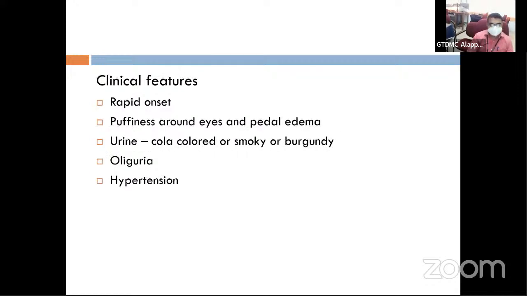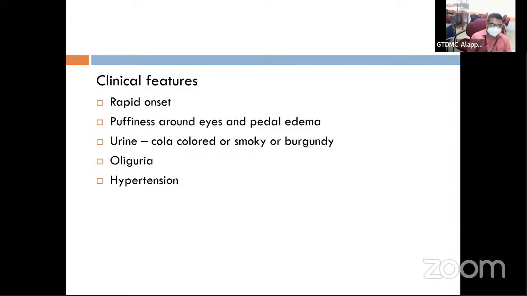Then about the clinical features, the presentation of post-streptococcal glomerulonephritis. It has a rapid, sudden onset of symptoms. The onset can be as hematuria, or sometimes with edema, or secondary to hypertension, with headache and drowsiness as the presentation. Anyway, the presentation will be rapid in onset, and the edema is characteristic.